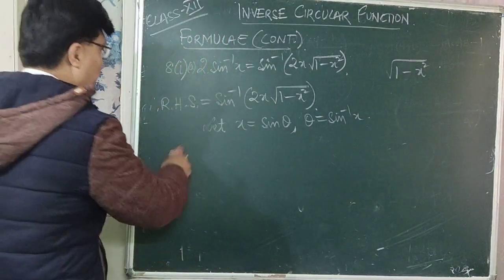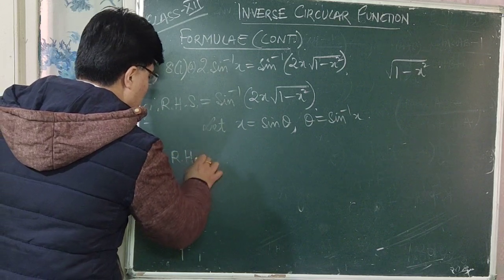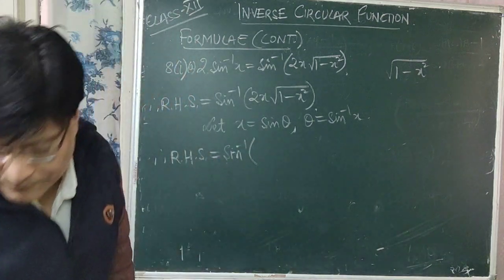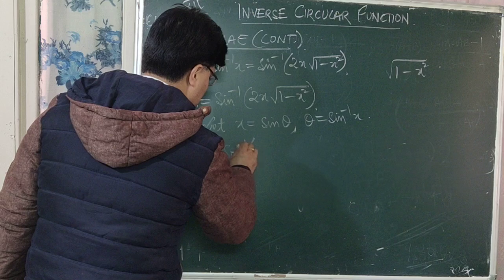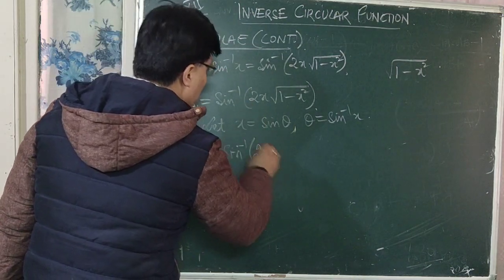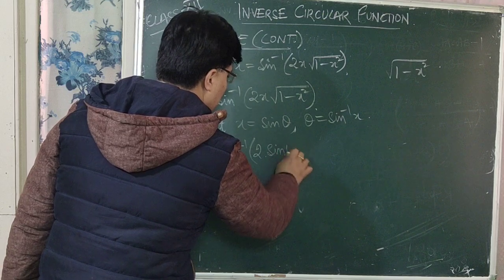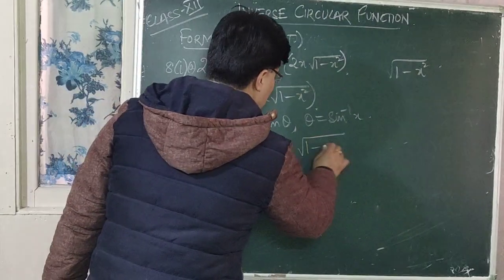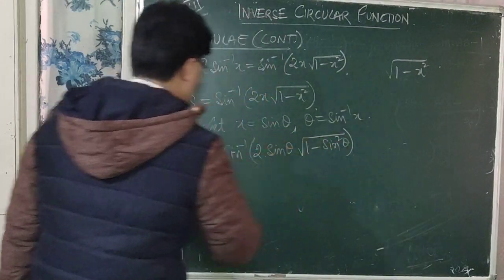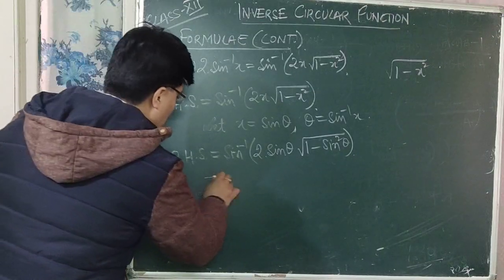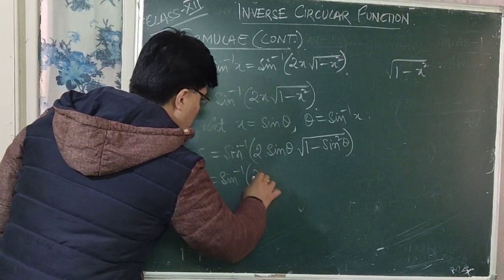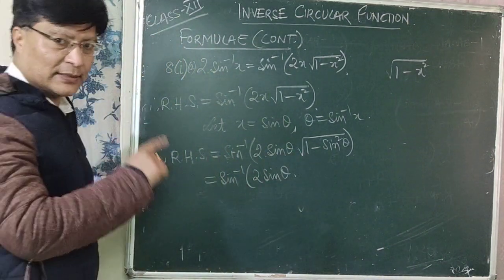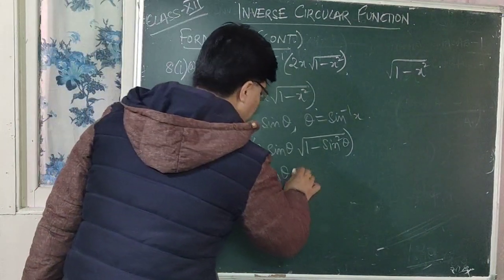Okay. So now this right hand side becomes, RHS is equal to sin inverse within bracket 2 into, what is x here? It is sin theta. Then root over what is there? It is 1 minus sin square theta, right? So now let us simplify it. It is equal to sin inverse 2 sin theta into, what is root under 1 minus sin square theta? That is your cos theta. That is the formula, right? Cos theta.